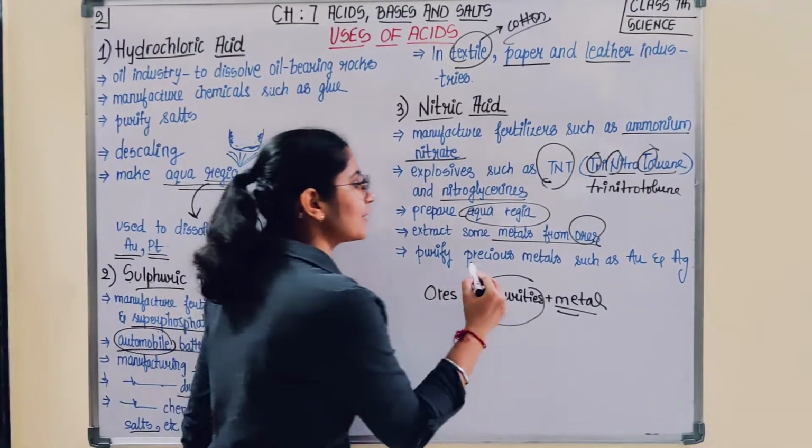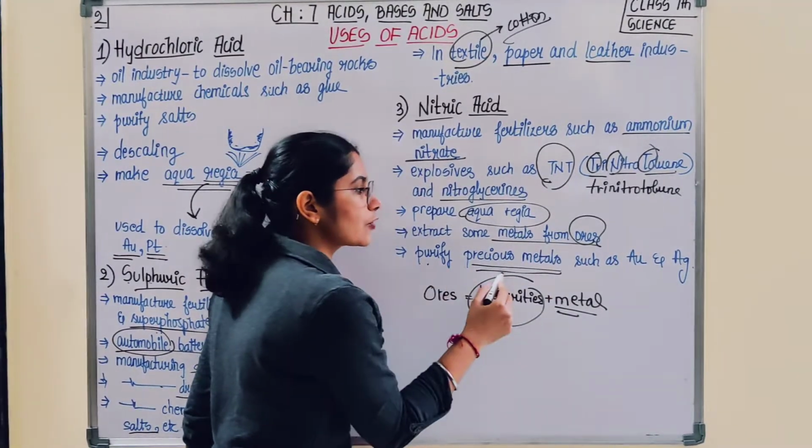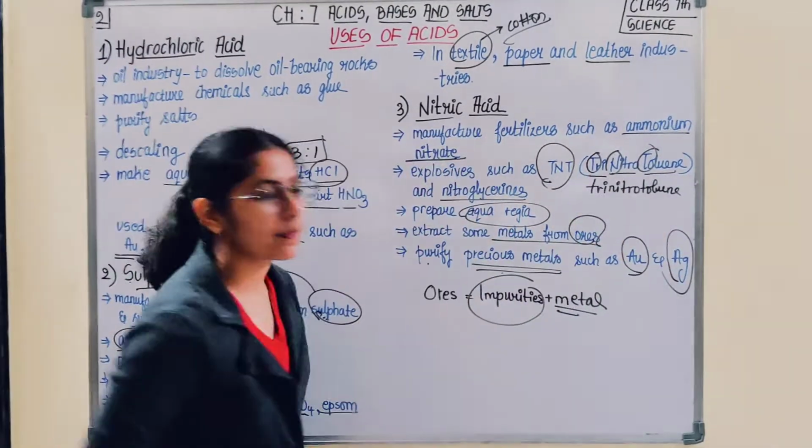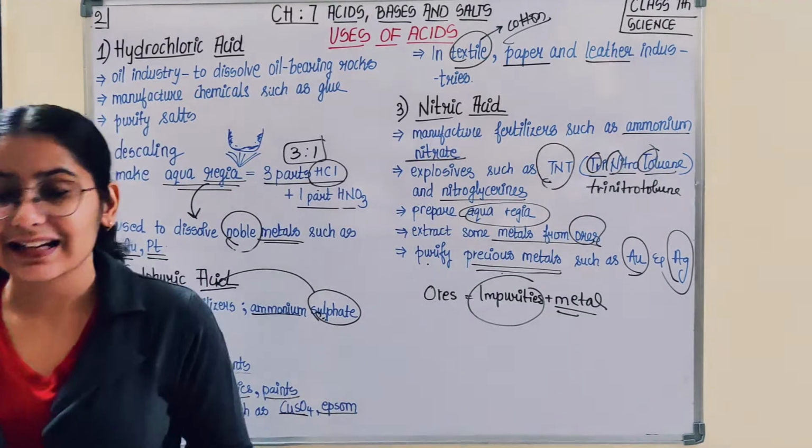Apart from this, purifying precious metals. So in purification of precious metals such as gold and silver, there also we use nitric acid.